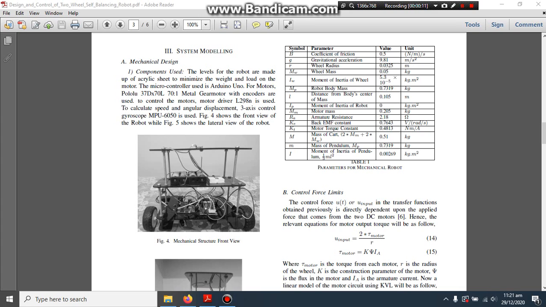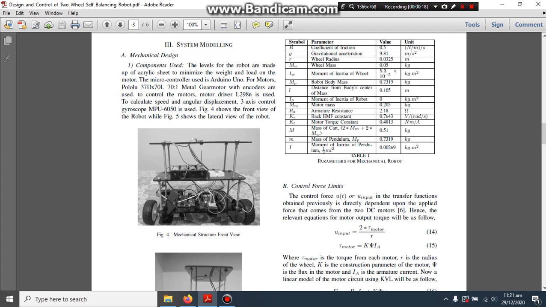So let me start off by telling you about the mechanical design of the robot itself. The robot that we designed was built using the microcontroller Arduino Uno, and for motors we went with the Pololu 370X70L with a gear ratio of 71, and these motors were controlled by motor driver L298. And to calculate the speed and the angular displacement, we use the 3-axis gyroscope MPU 6050.